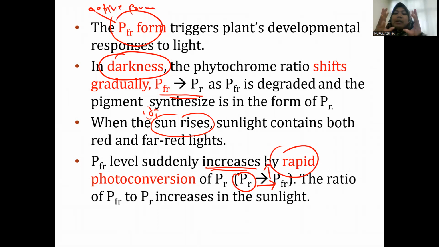Why? Remember, during the daytime, with absorbing red light, PR will be rapidly converted into PFR. So your PFR level will increase. Okay, right. So the ratio of PFR to PR will increase in the sunlight. Meaning, if you compare your PFR concentration or PFR level, it is higher compared to PR in the daytime or in the presence of light. Okay, right.